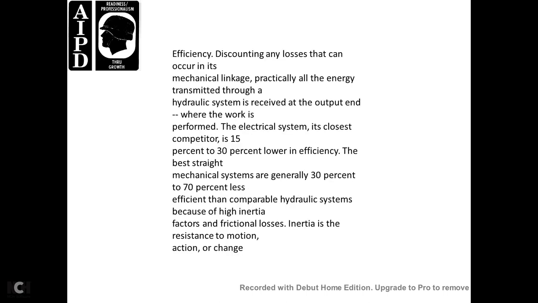Efficiency. Discounting any losses that can occur with mechanical linkage, practically all the energy transmitted through the hydraulic system is received as output, where work is performed. The electrical system, the closest competitor, is 15% to 30% lower in efficiency. The best straight mechanical systems are generally 30% to 70% less efficient than a comparable hydraulic system because of high inherent factors, friction losses, and inertia, the resistance to motion, action, or change.